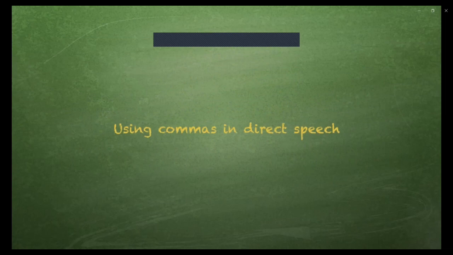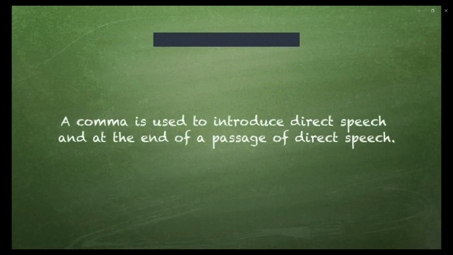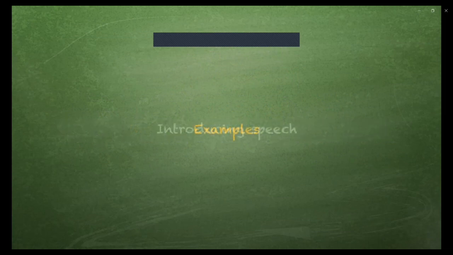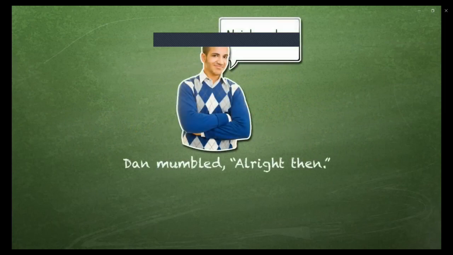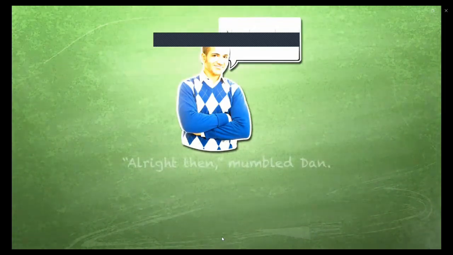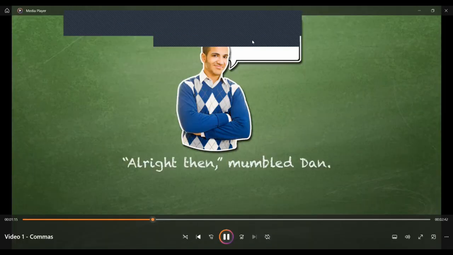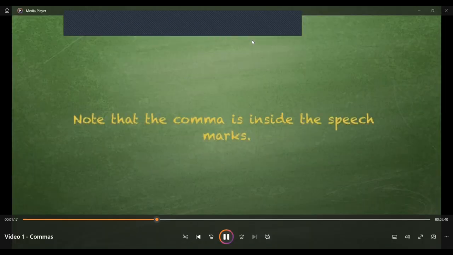Using commas in direct speech. A comma is used to introduce direct speech and at the end of a passage of direct speech. Examples: Dan mumbled, "All right then." "All right then," mumbled Dan. Note that the comma is inside the speech marks.